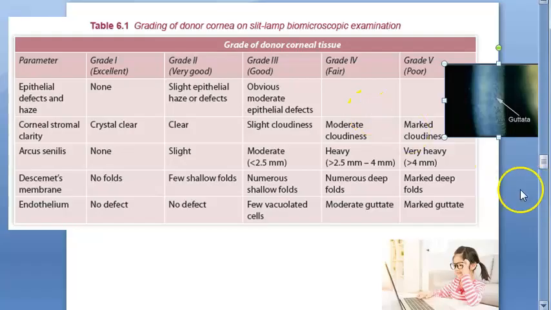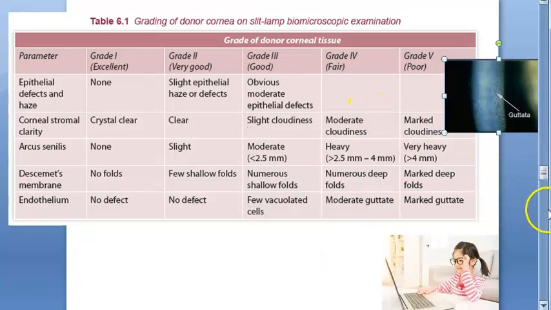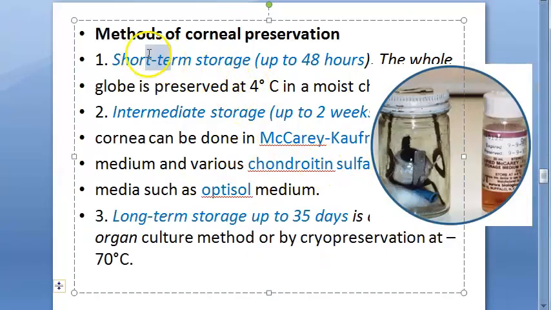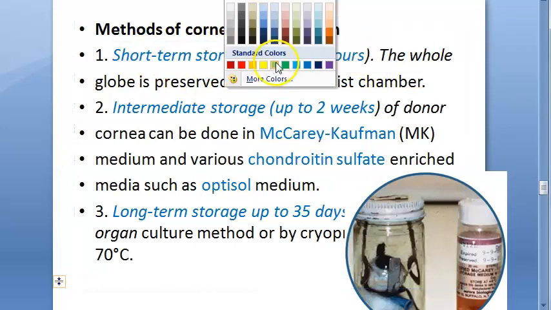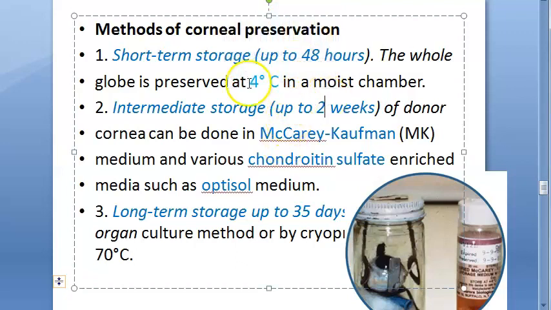Now after that, what will we do? Storage. How will we store? So basically we have short-term storage, intermediate storage and long-term storage. Long-term storage is just up to a month, guys. That's it. You can store it only up to a month, looks like. Short-term storage is up to 48 hours, like 2 days. So they will preserve it at 4 degrees centigrade. So just looks like with temperature they are maintaining it. Okay. Intermediate storage up to 2 weeks. That is like half a month.